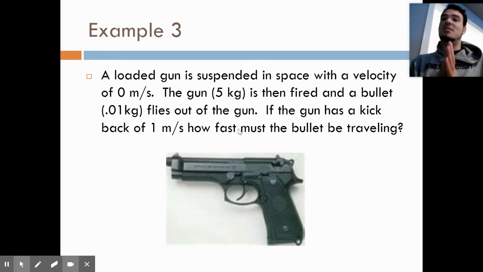Honestly, these will probably end up being your favorite type because I think they are the easiest mathematically, but they look a little different. So we're talking about a gun that's in space and it is shot. Obviously, we know because of Newton's third law, if we have one object going one way, there has to be a little kickback of the gun the other way. So we know that the gun moved back with 1 meter per second. So how fast must the bullet be traveling?